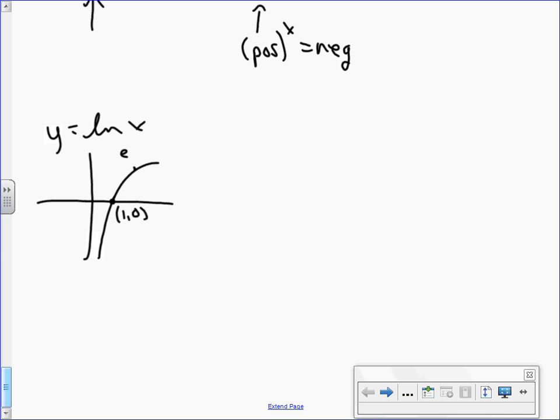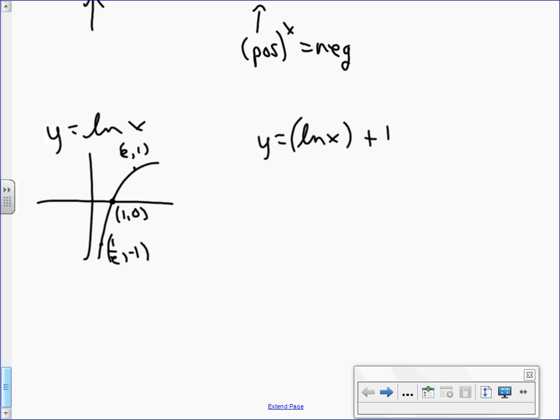1, 0, e, 1, and 1 over e, -1. Start with those 3 points and then do some transformations on it. Simple transformations. Like, if I said what's y equals the ln of x, put this way, +1, you would move it up 1, which doesn't change the domain.